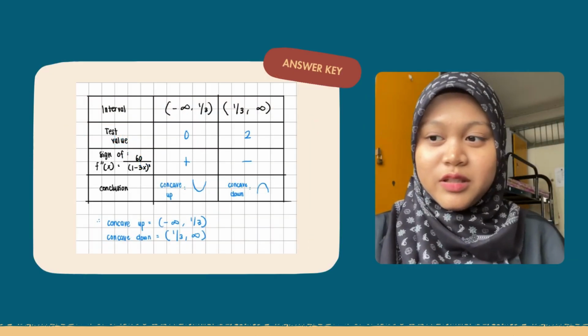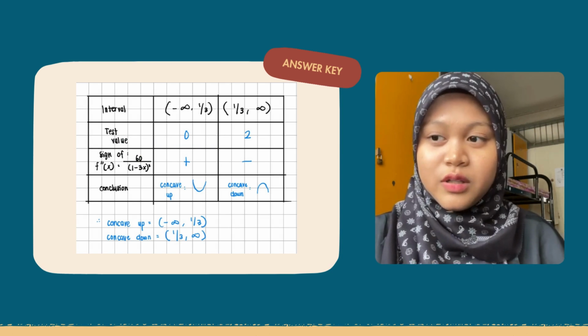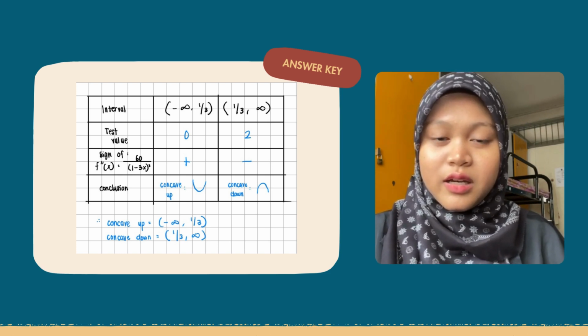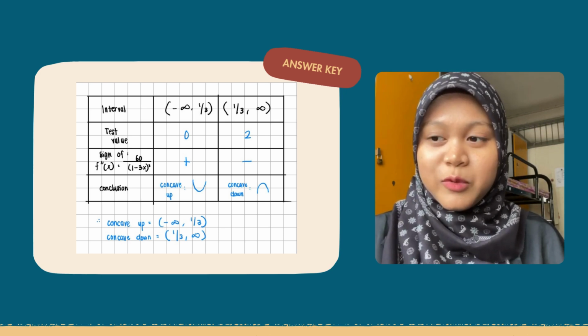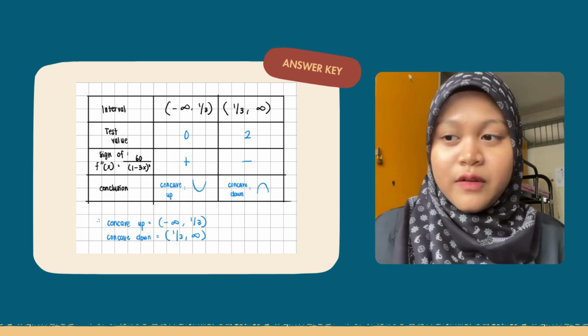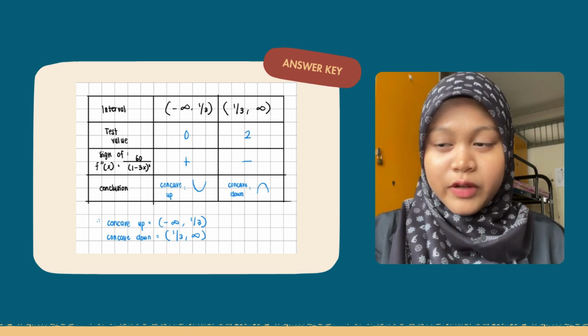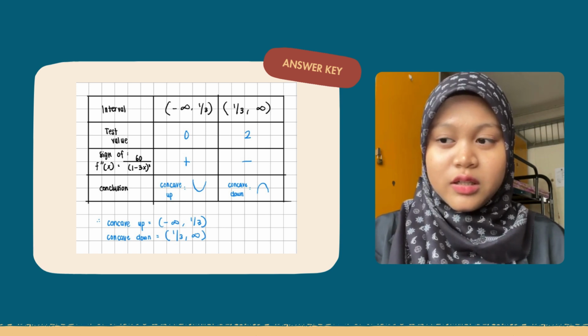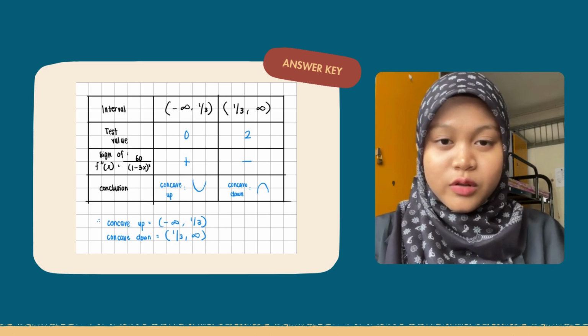So this is the table to determine whether the sign of f double prime of x means concave up or concave down. In this table, we have the intervals negative infinity to 1/3, and 1/3 to positive infinity. And then we have the test value, the sign of f double prime of x, and then the conclusion of whether it is concave up or concave down.